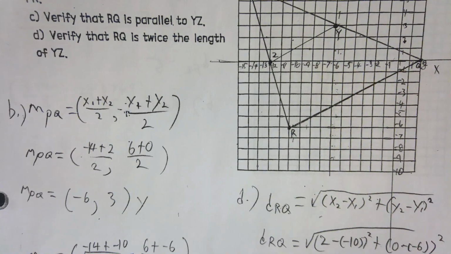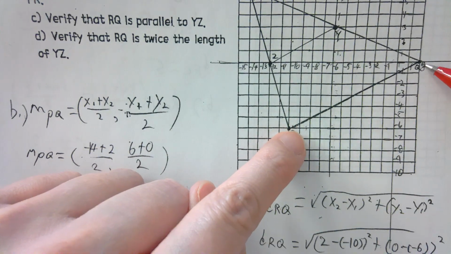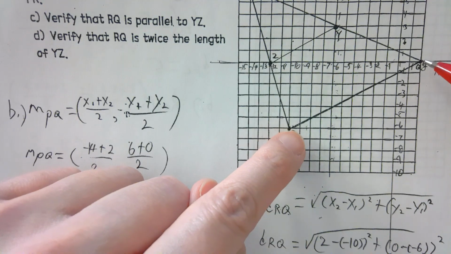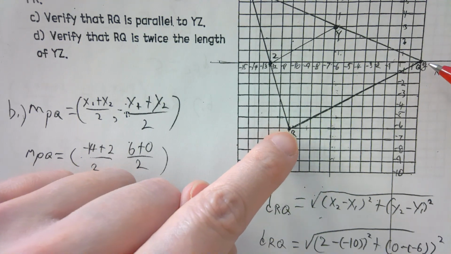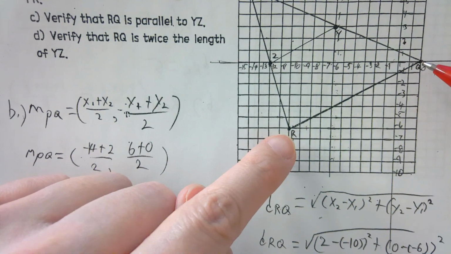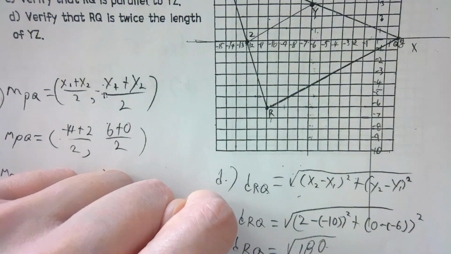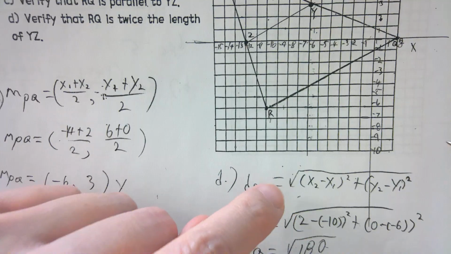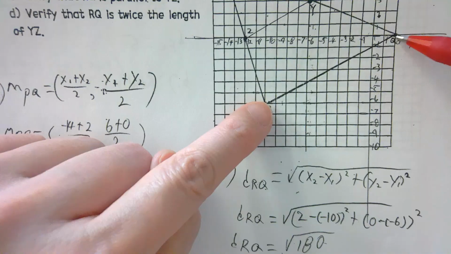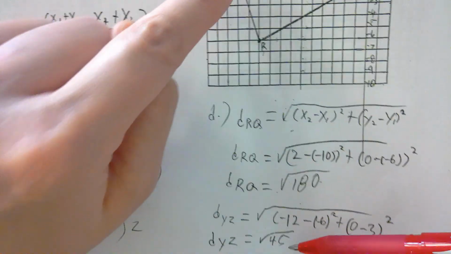So looking at this, does this look like it's twice as long as this? It doesn't really look like it, but it is. All right. So again, when we talk about length, what formula are we referring to, Gavin? X2 minus x1 squared plus y2 minus y1 squared. Okay, which is the distance formula. Okay, so I want to find the distance of this RQ, which is square root 180, and then distance of this, which is square root 45.